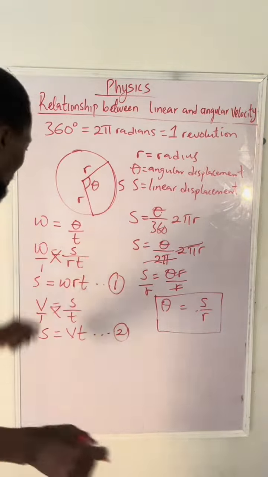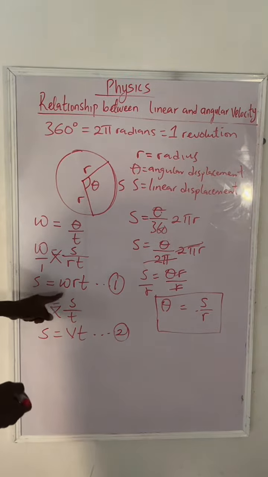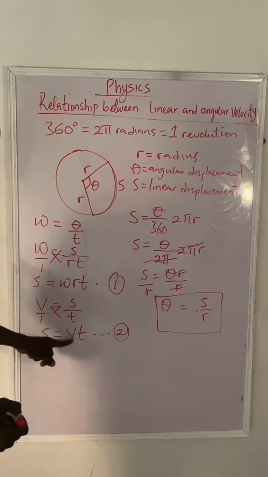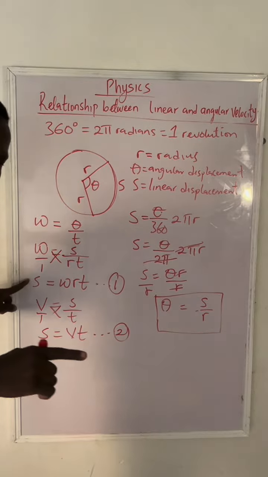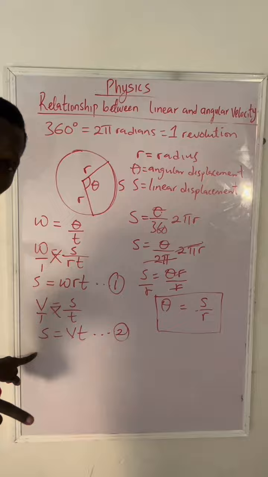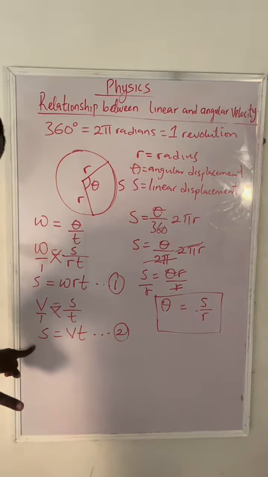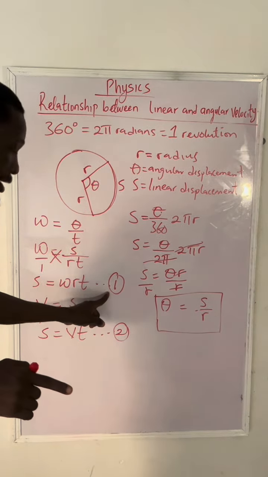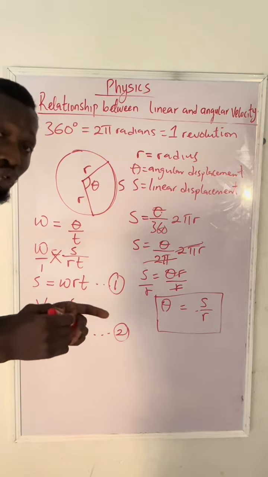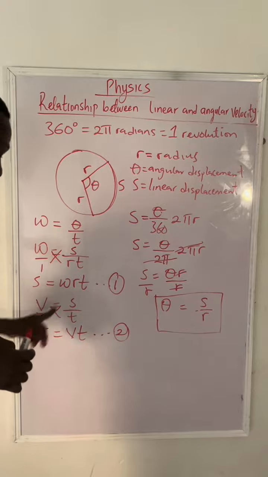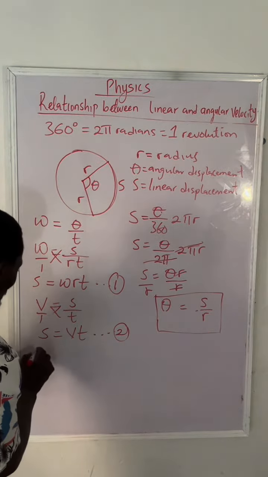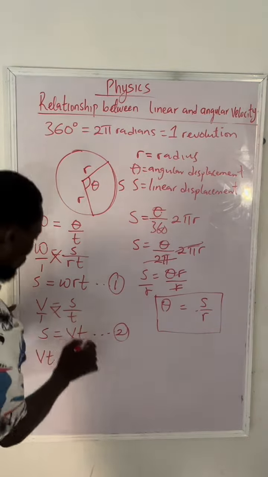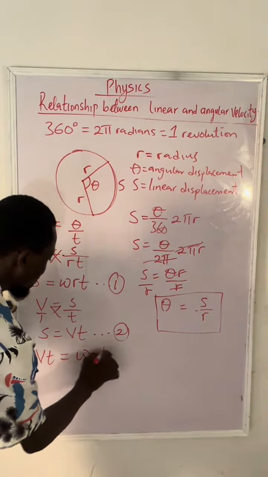But do you know something? Please notice here that we have S equals omega R T, and we also have S equals V T. Well, S is equal to S, right? If S equals S, it means that everything we have in equation 1 can be equal to everything we have in equation 2, because this S is this, and S is also this. So we can say VT is equal to omega R T. Do you know why?